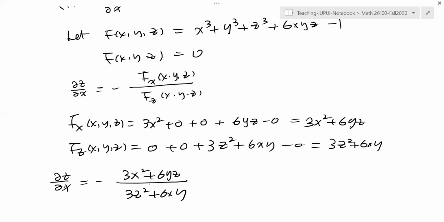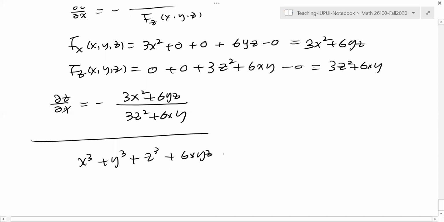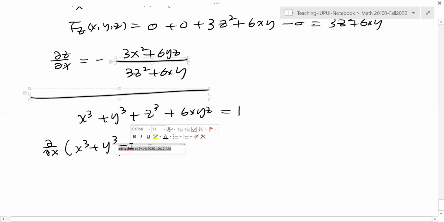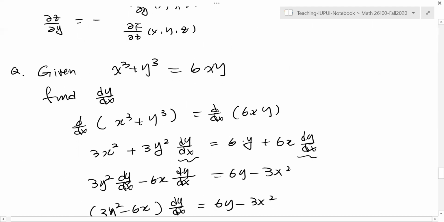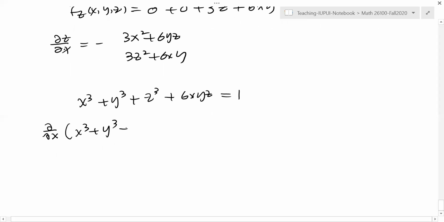So this is one way, but you can also do the following directly. Let's go back to the equation. I have x cubed plus y cubed z cubed plus 6xyz equals 1. How can I differentiate directly? I put the partial derivative operator on both sides of the equation. You don't need to modify the equation.